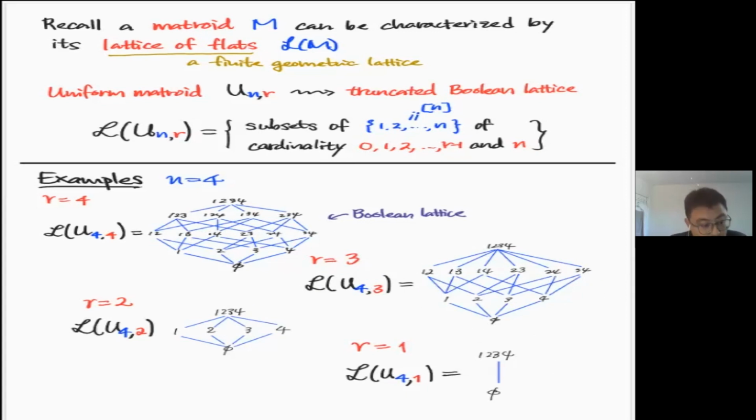And when r is 1, these are the lattices of flats. So basically, when we think of a uniform matroid, we just need to think of the lattice of flats associated to it, and these lattices of flats are these truncated Boolean lattices.